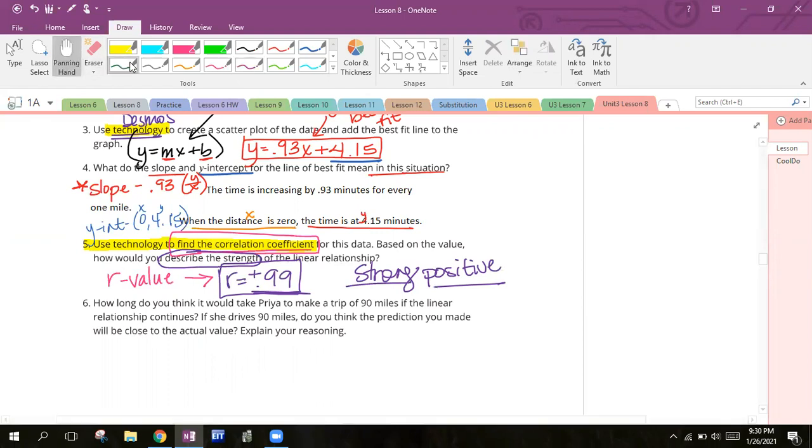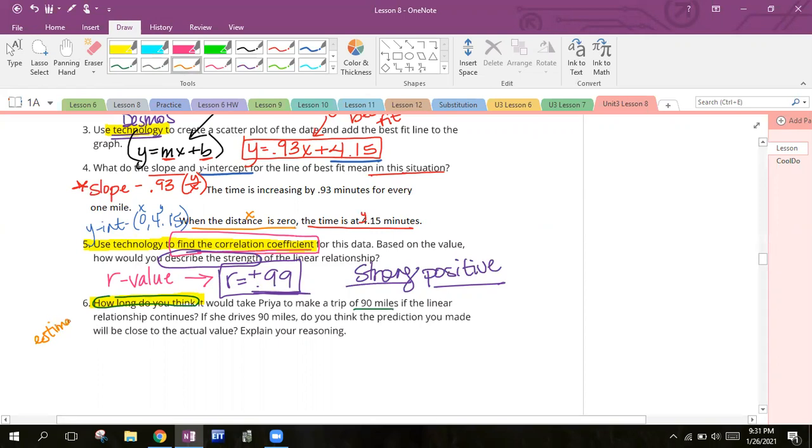All right. Number 6, it says, how long do you think it would take Priya to make a trip of 90 miles if the linear relationship continues? So once again, this is how do you think, AKA, what do you predict? What do you estimate?